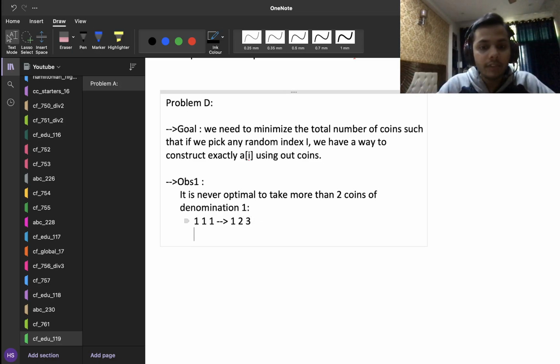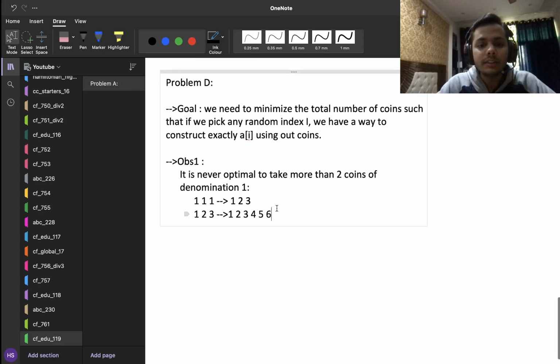But if we replace this with denominations 1, 2, and 3, now that increases the range of amounts that we can form. We can form 1, 2, 3, 4, 5 and also 6, which is strictly better, right? And this is the reason it is never optimal to take 3 ones. We can replace all the 3 ones by just 1, 2 and 3, and we can form strictly better amounts of money, right? So this is observation 1, and it is pretty easily proved as well.